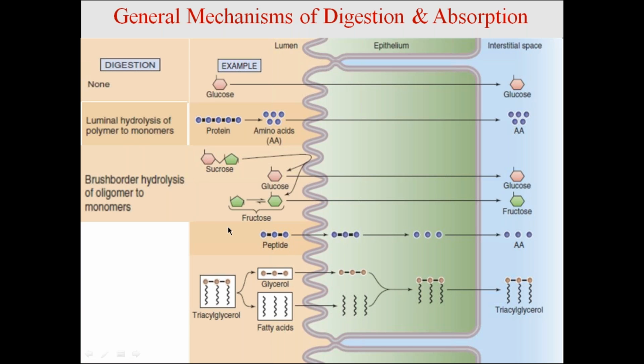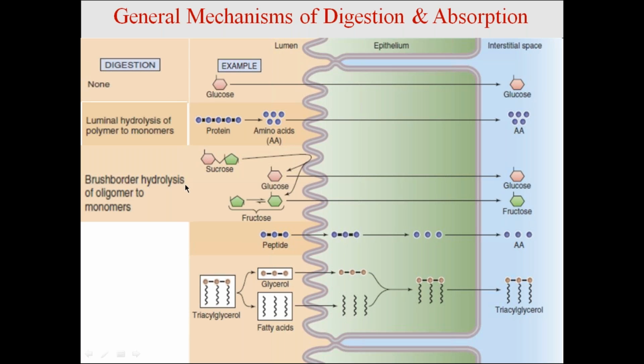The third mechanism is that the digestion process has begun upstream, but it is not complete. So there are enzymes present on the brush border of the small intestine, where the oligomers are broken down or digested to monomers, and then they are absorbed into the blood circulation.